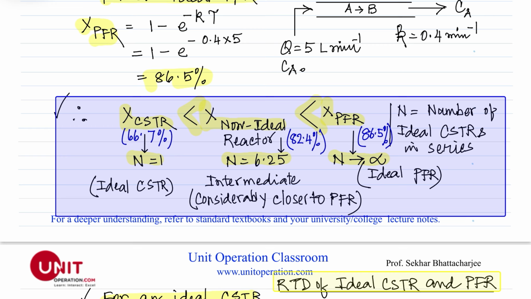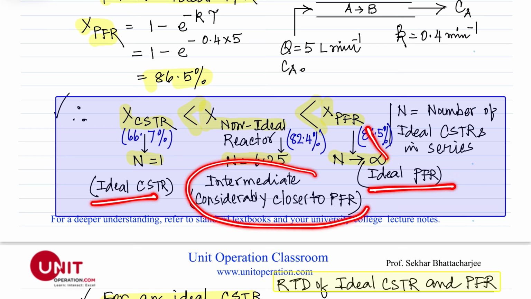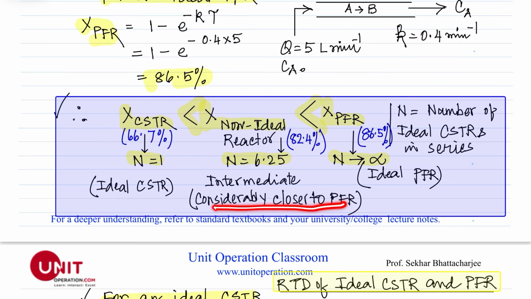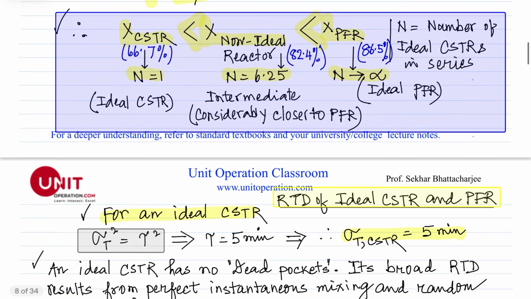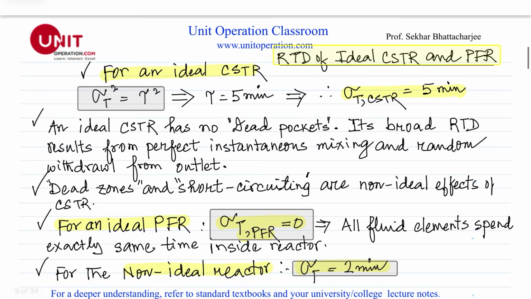So this is an ideal CSTR, this is an ideal plug flow reactor, and this is intermediate. We can say this is closer to the larger number, so this is closer to a plug flow reactor. Okay. Let's look at the RTD of the ideal CSTR and PFR first.